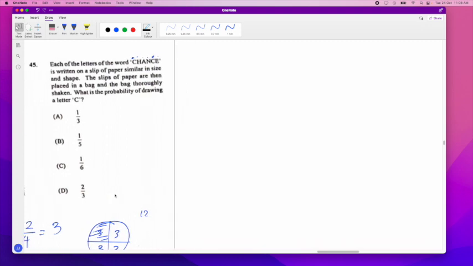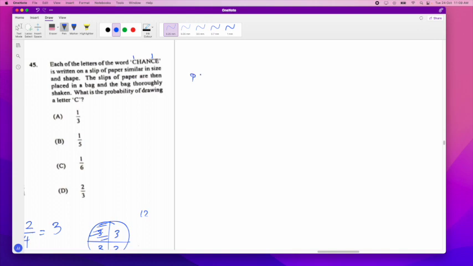Each of the letters of the word chant is written on a slip of paper similar in size and shape. The slips of paper are then placed in the bag and the bag is thoroughly shaken. What is the probability of drawing a letter C? So we can see here that we have 2 C's.